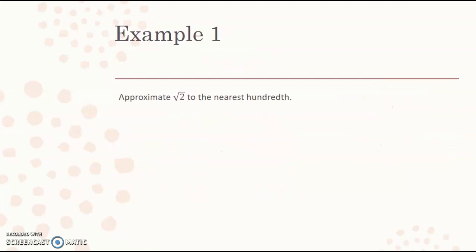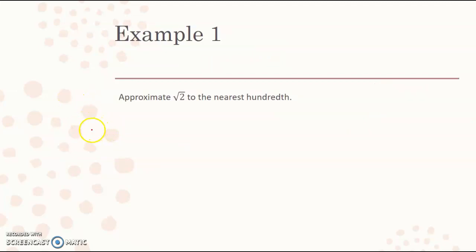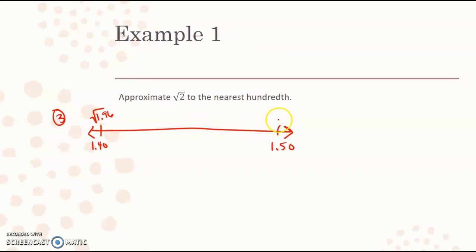Okay, so what if I want to find to the nearest hundredth? Well, we knew that we were between 1.4 and 1.5, right? That's what we found out. So then we just make another number line, and this just becomes our third step. On this end, I have 1.40, and on this end, I'm going to call it 1.50. We know that this is the square root of 1.96, and that this is the square root of 2.25.